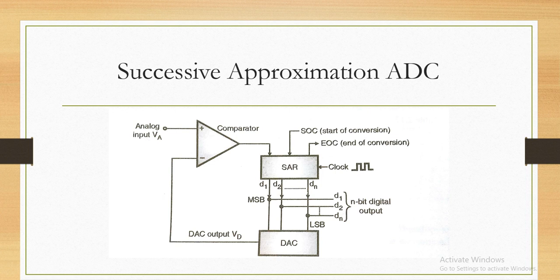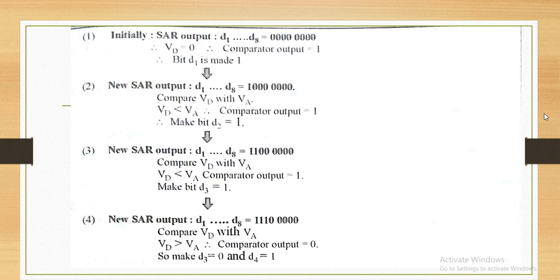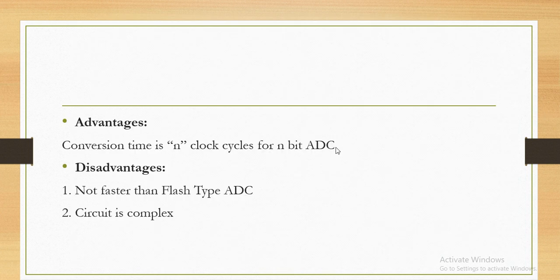So that's why I can say that the conversion time is very less. Just that number of clock cycles required for a particular ADC which is having n bits. It will require n clock cycles for n bit ADC. That's why I can say that it is faster.